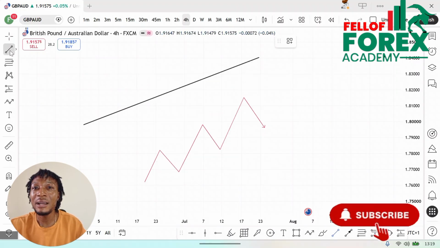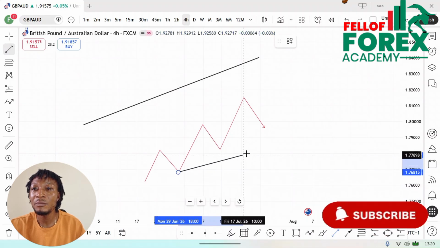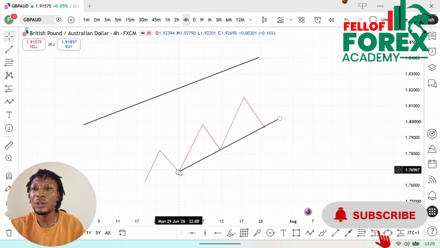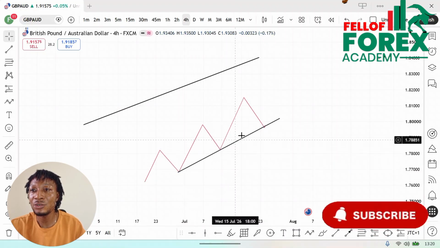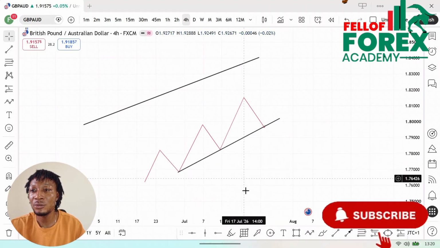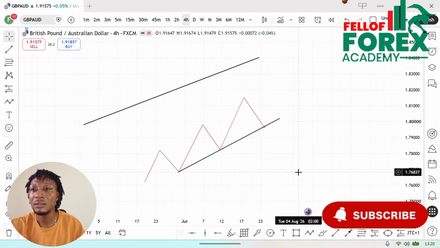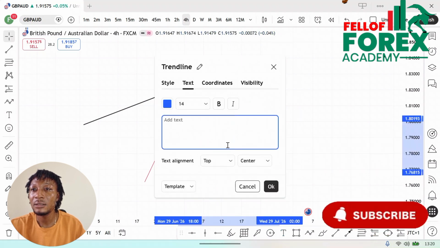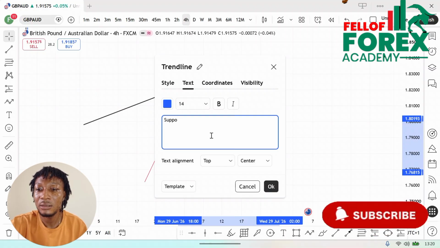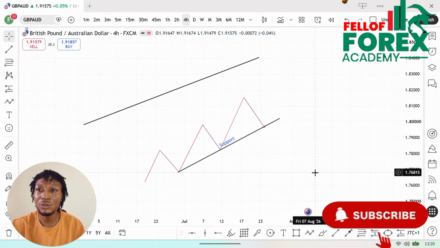We have a simple way of using the trend line. We first use it to connect multiple points in a trend. So let's say we are in an uptrend. We connect this structure to this structure to this structure, and now this automatically becomes a support zone. Let me name it support. So you can call this a support zone.